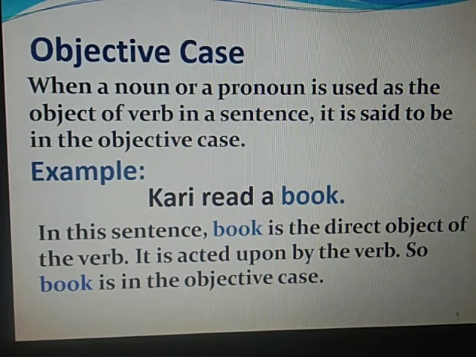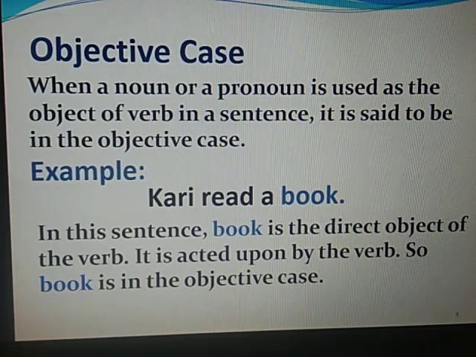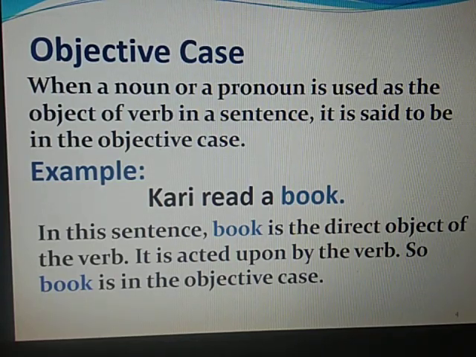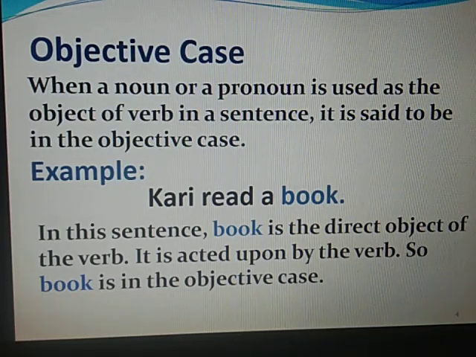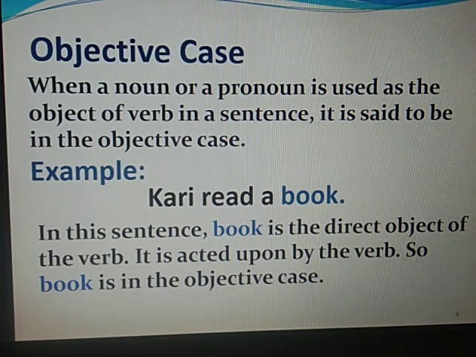So here we can see that book is the direct object of the verb. It is acted upon by the verb. So book is in the objective case, since it is acting as an object for the verb read, so we call it an objective case. So whatever comes after the verb in a sentence and acts as an object, we call it an objective case.